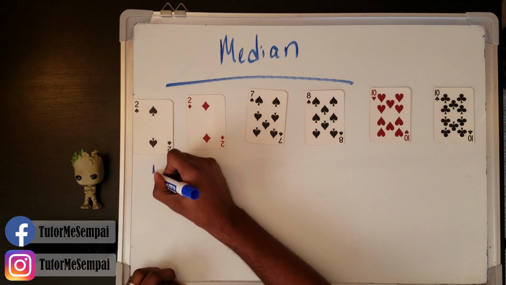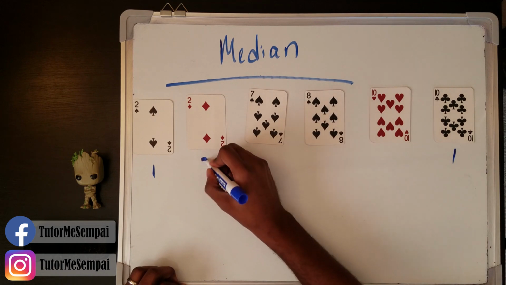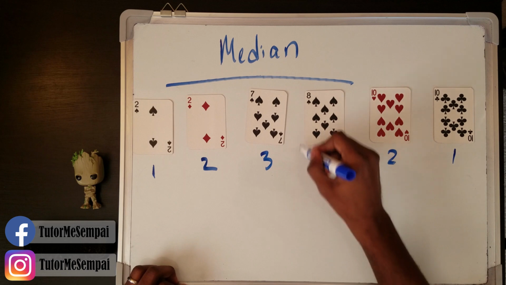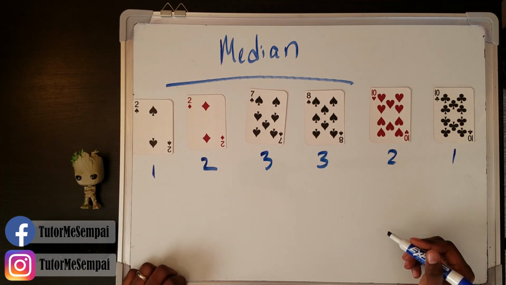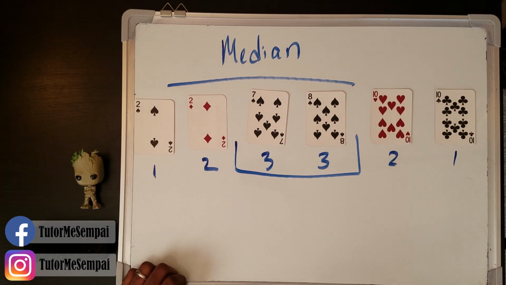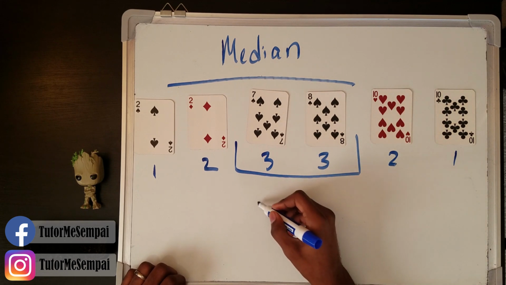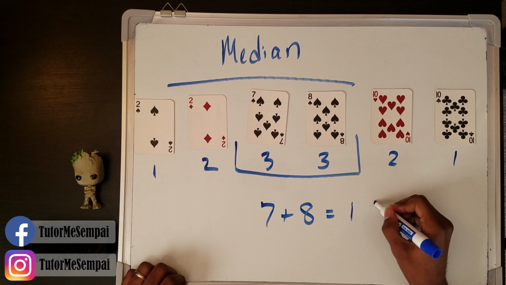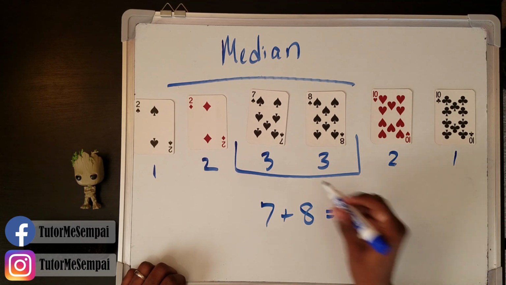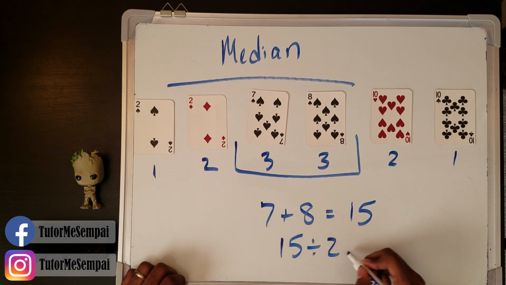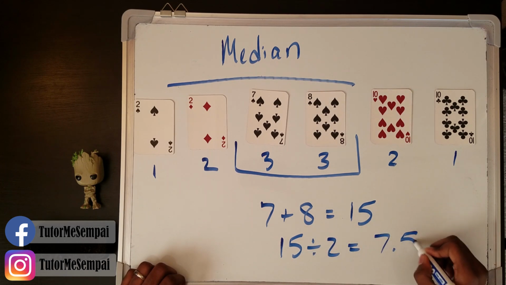So we start from 1, then we go to 2, and we go to 3 here, but we don't have anything in between 3. Well, in that case, we're going to take our 2 middle cards and we're going to find the mean or average of those. So we take these two, we add them up. So 7 plus 8 gives us 15. And then we divide that by 2. So we have 15 divided by 2 equals 7.5.